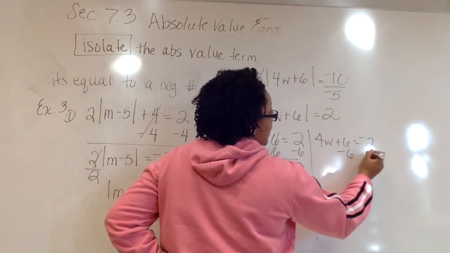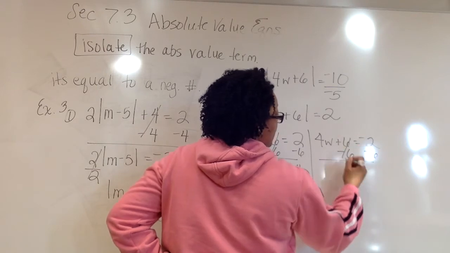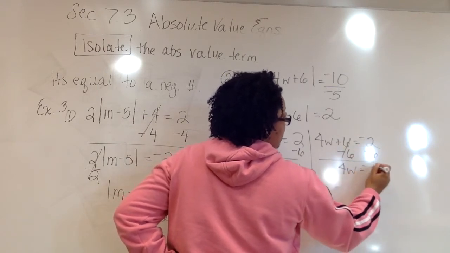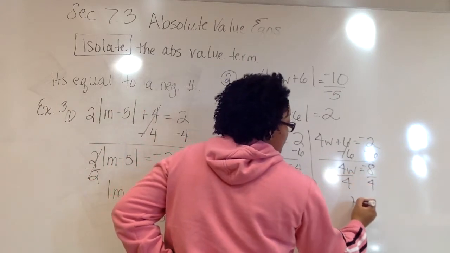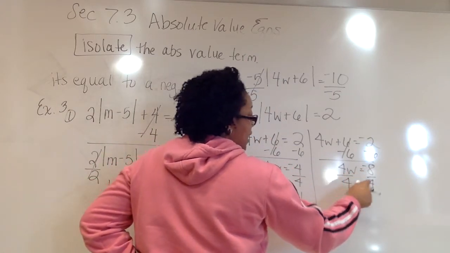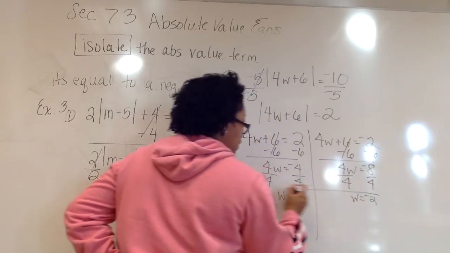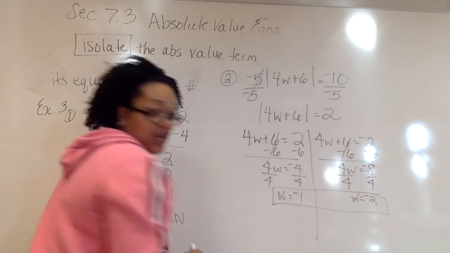Subtract 6 on both sides. Now 4w equals negative 8. Divided by 4. Negative 8 divided by positive 4 is negative 2. Box, and then I'm done.